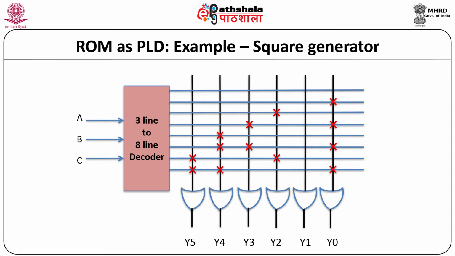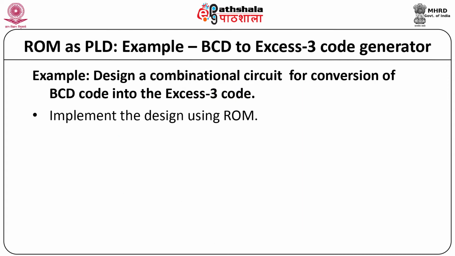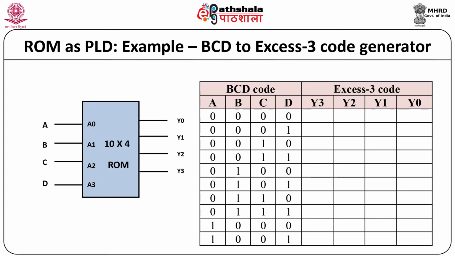We can repeat the process for all different rows. Consider another example. Design a combinational circuit for conversion of BCD code into XS3 code. Implement this design using a ROM. Let us now understand how ROM can be used as PLD.